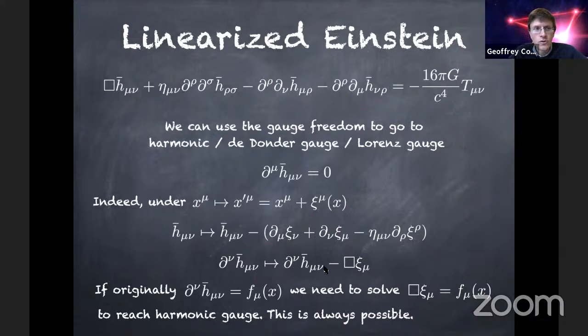So if originally we have a divergence, which is non-trivial, then we need to solve this equation to reach harmonic gauge. And this is always possible because there is a Green function for the D'Alembertian in flat space. We can invert that. And actually, it's not even unique. We have residual gauge freedom. And the residual gauge freedom will be the harmonic functions. So any vector with D'Alembertian equal to 0. So this is the harmonic gauge.